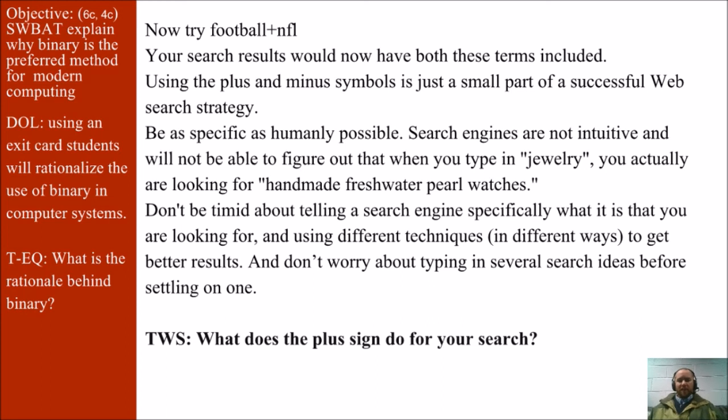Don't be timid about telling a search engine specifically what it is that you're looking for, and using different techniques in different ways to get better results. And don't worry about typing in several search ideas before settling on one. I do that all the time.